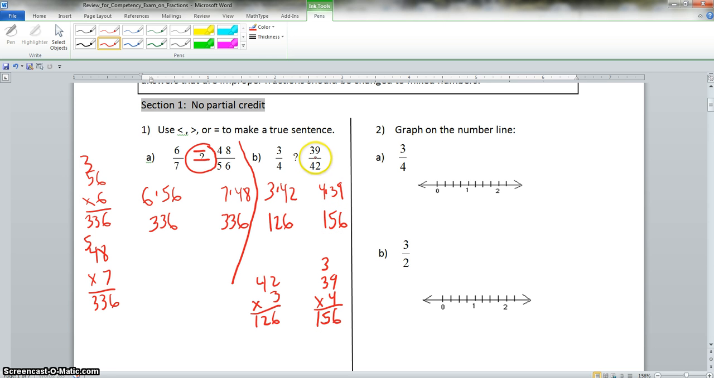So this means that the second fraction is larger than the first fraction. And remember, with our inequality symbols, we always point to the lower number. So this is our answer. Now that took care of problems 1, A, and B. Now we come to problem 2. We have 3/4 here.